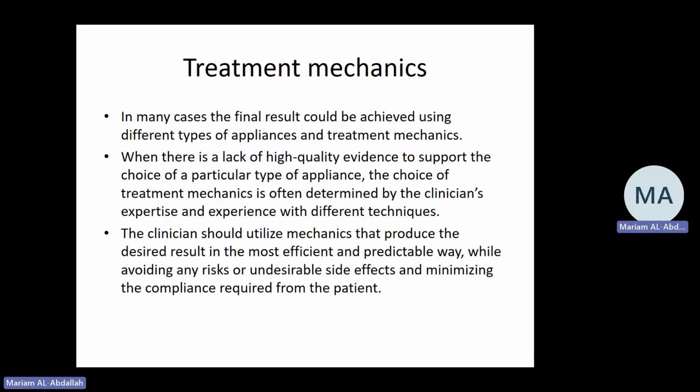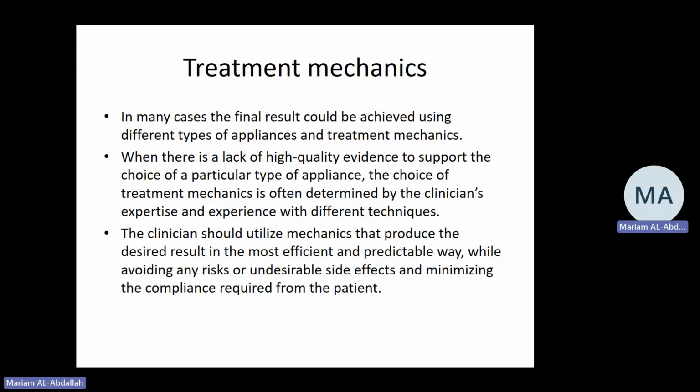Appliance to be used, okay? It is a decision that should be made based on your treatment objectives. You need to choose the appliance that will fulfill your treatment objectives, and that is the best choice for the patient in terms of minimal compliance. And it's important to discuss with the patient the different treatment mechanics and types of appliances. In the lack of high quality evidence, the choice of appliance will rely on the clinician's experience, okay, and preferences.